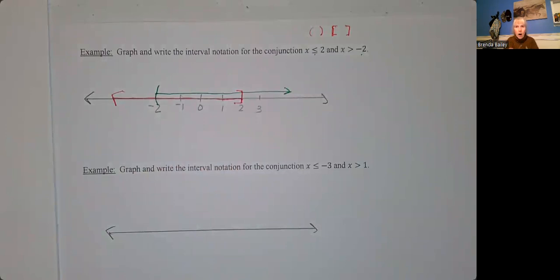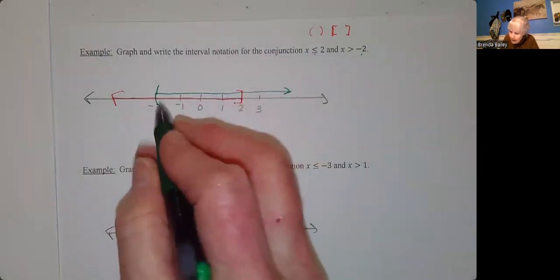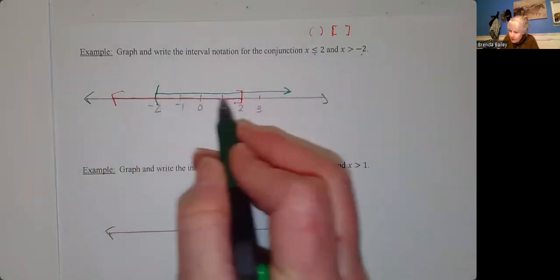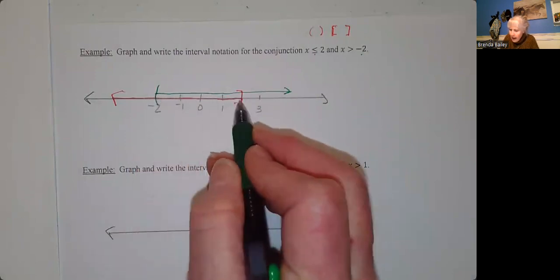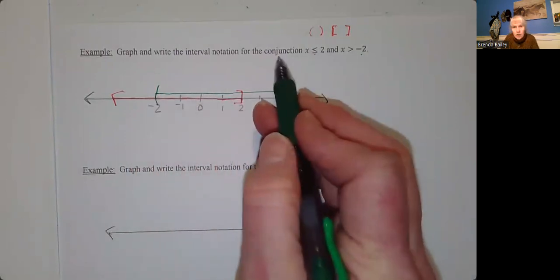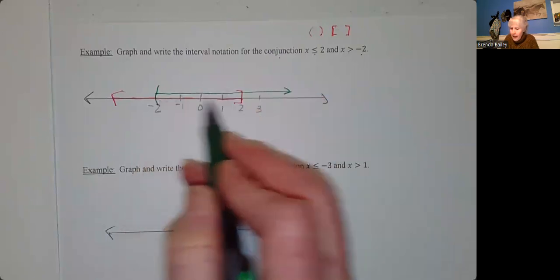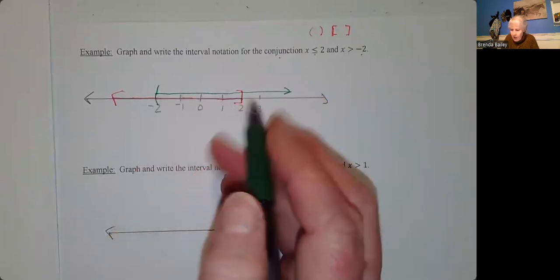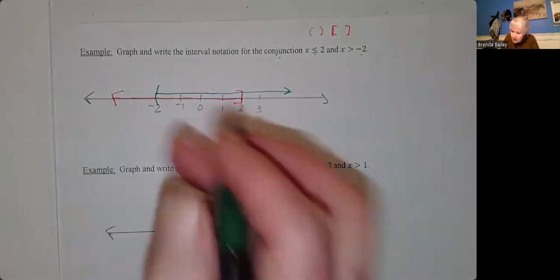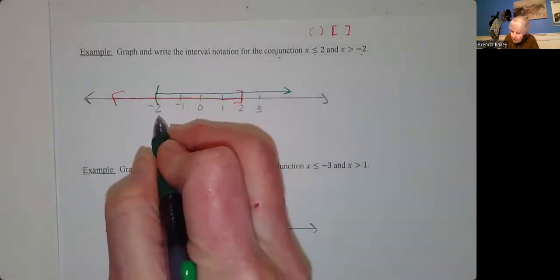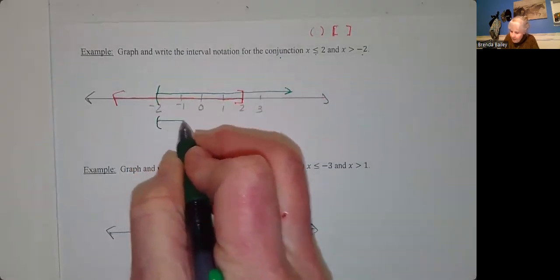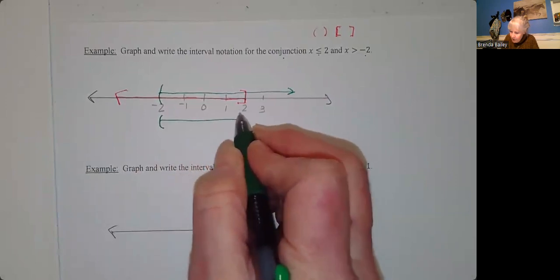Now, what's in common? That would be the solution. That would be the graph of the solution. Our solution then would be this section here between the two numbers. It has both a red line and a green line. And in a conjunction or an intersection, you want the commonality. What do they both have in common? What section? So our solution is going to go, we'll just do it in green, -2 to 2.